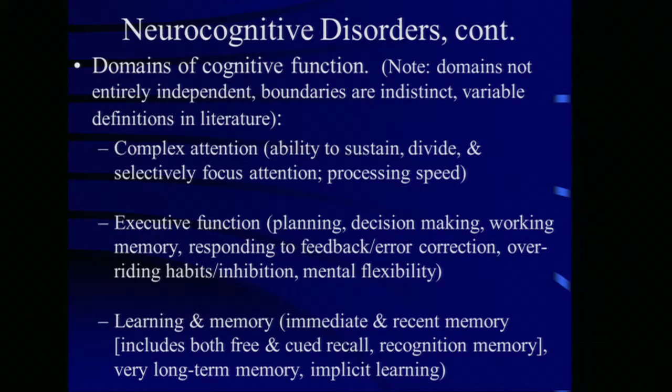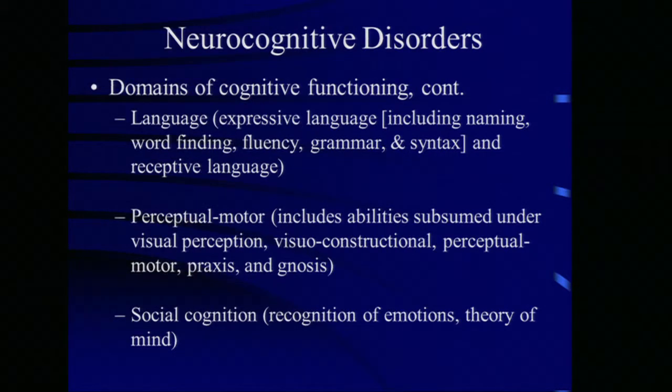Learning and memory is one of the domains, but it's not privileged above the others. Language, expressive and receptive. Perceptual motor: visual, constructional, praxis, recognizing objects. And then social cognition: theory of mind, recognition of emotions. Theory of mind is that thing where parents of adolescents ask, what were you thinking? That's a theory of mind question, okay? So those are the 6 domains.